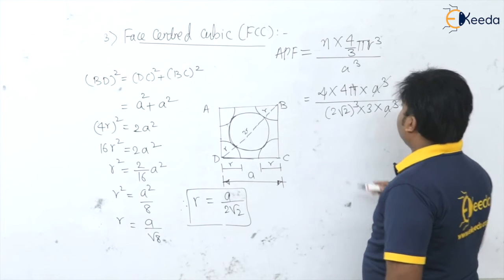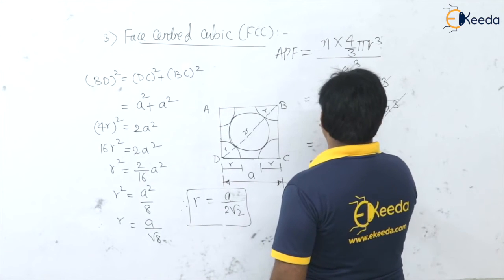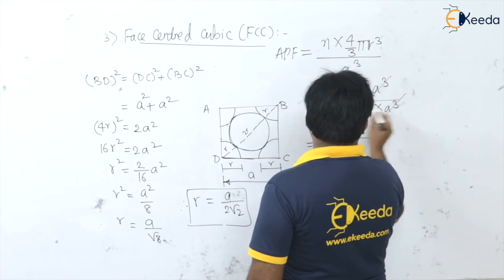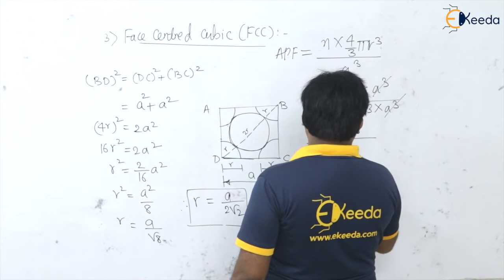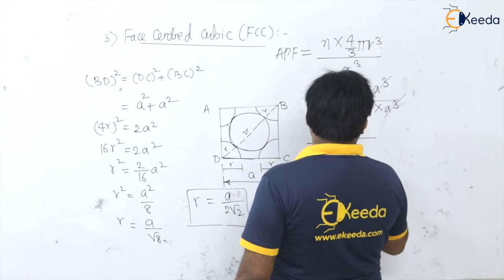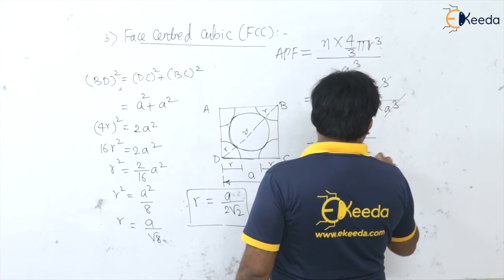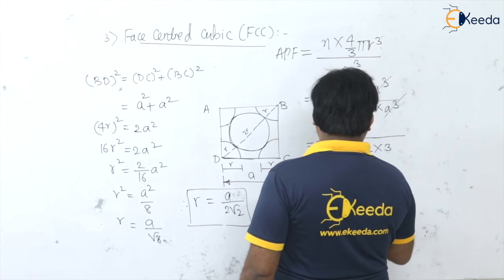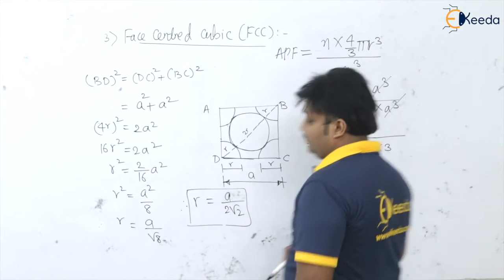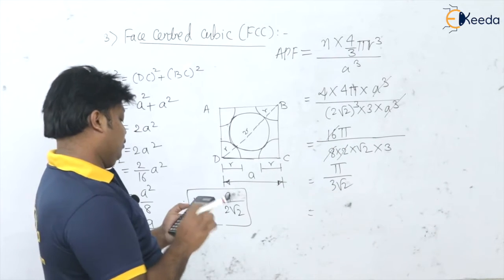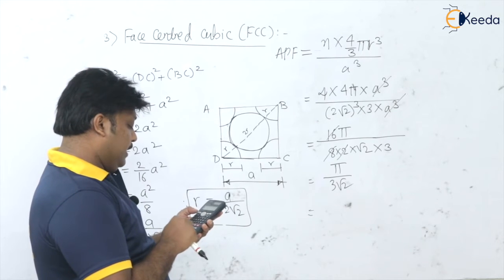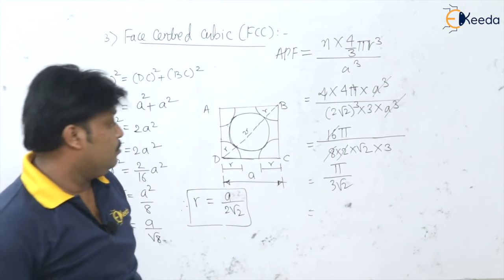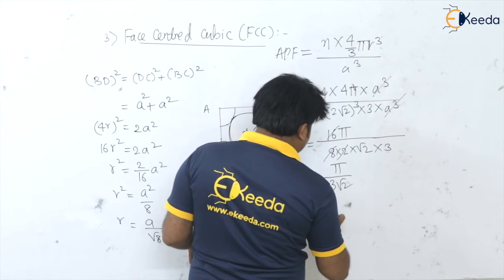So A cube gets cancelled. So it will be how much? 16 pi divided by 2 root 2 cube. 2 root 2 cube is how much? So this is 8 into 2 into root 2 into 3. So 16 gets cancelled here. So pi divided by 3 root 2. Pi divided by 3 divided by root 2. It is 74%, 0.74. This is the atomic packing factor.